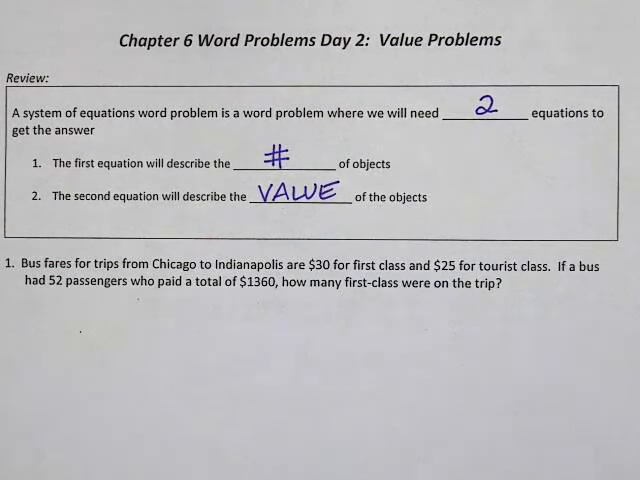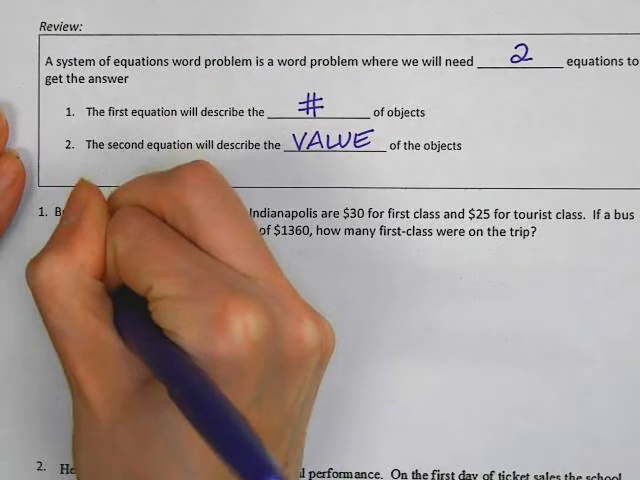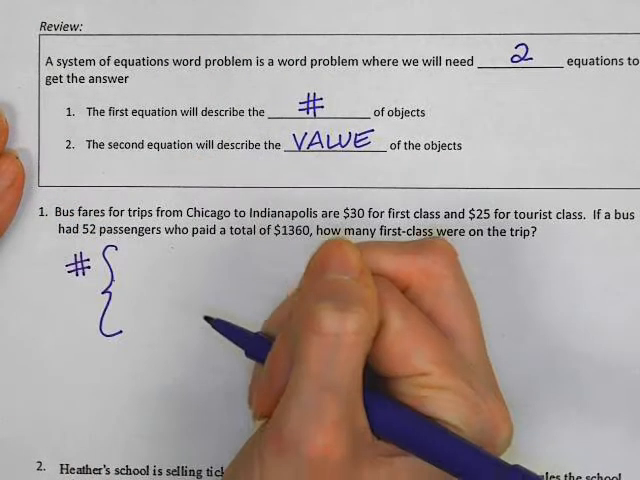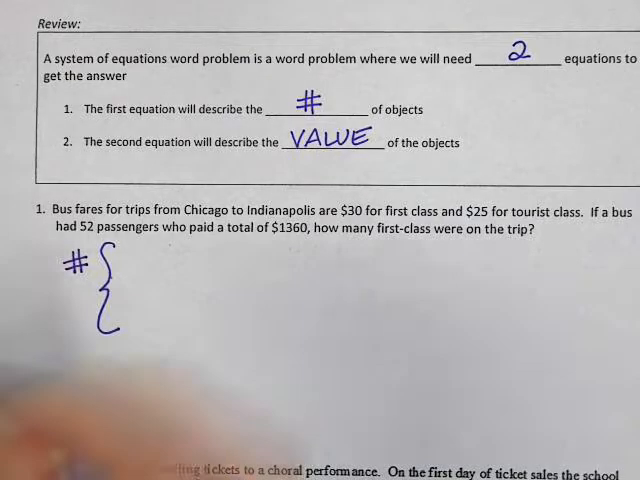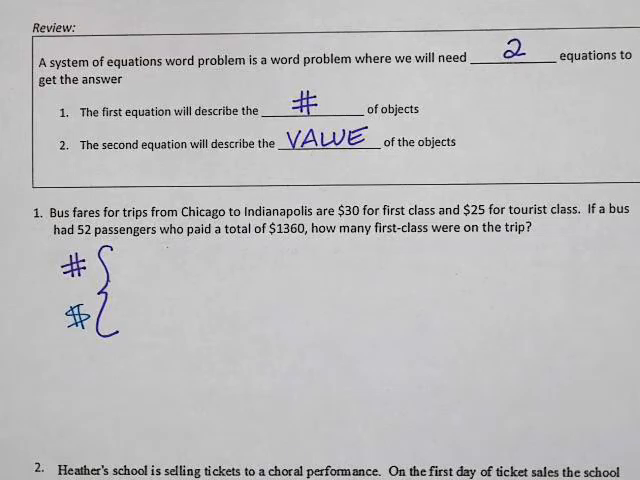One equation will describe the number of objects, and one equation will describe the value, how much it costs. Okay, so number 1. So we're going to write a system. One equation is going to be about the number of items, and one equation is going to be about the cost or value. So let's see if you guys can organize this data here.